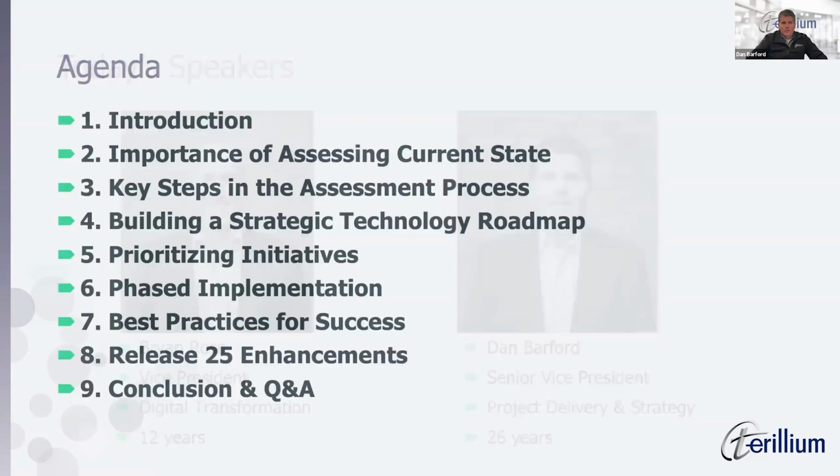All right. Thanks, Bryan. So the agenda we're going to cover is we'll do a little bit of an introduction to the topic. We'll talk about the importance of assessing your current state, then dive into what those key steps are in the assessment process, which will build up to the point where we'll talk about building a strategic technology roadmap, how to prioritize those things, what it means to approach it as a phased implementation. And then we're going to close on some best practices. And then because Release 25 for J.D. Edwards is relatively new, we're going to touch on a few of those enhancements as we conclude the presentation.